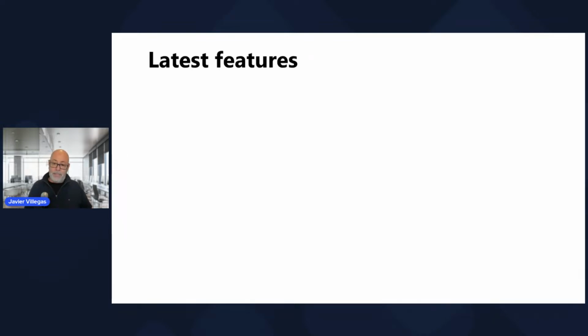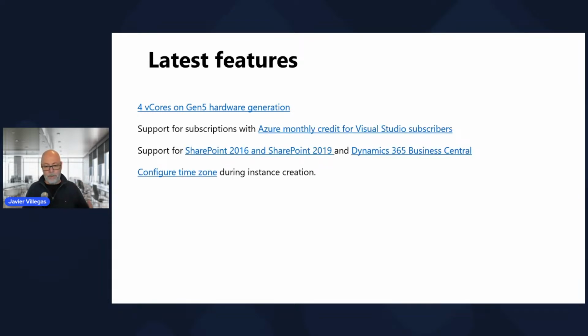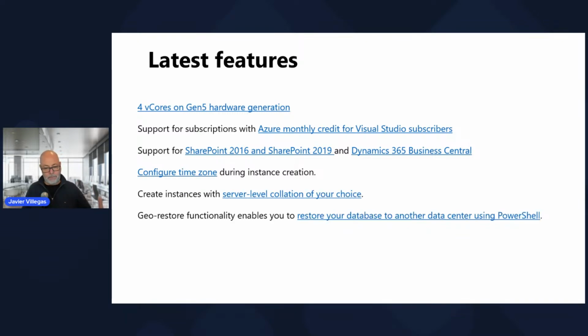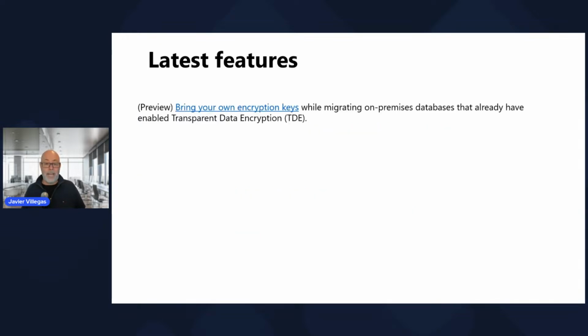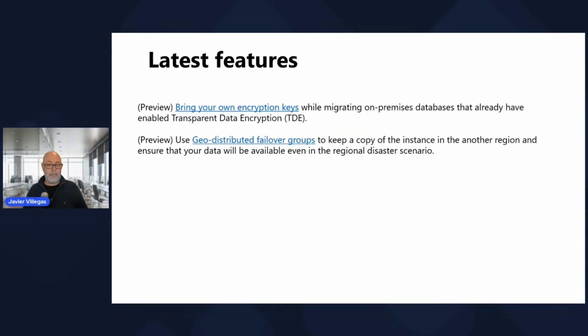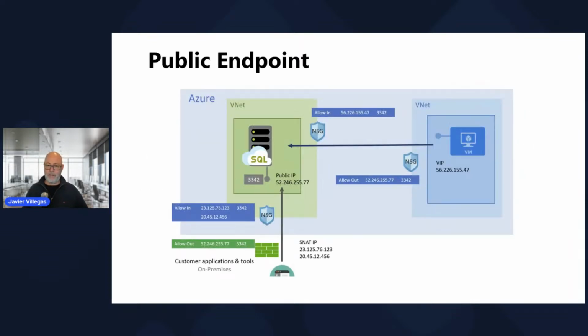This is something that is evolving every month. There are a ton of features that have been changing and evolving since day one: more cores, better hardware generation, more powerful processors, and a lot of things coming constantly. I'm enumerating here the ones coming since day one: transparent data encryption with bring your own key, geo-distributed failover availability groups, and you can configure retention for a bunch of data, etc.